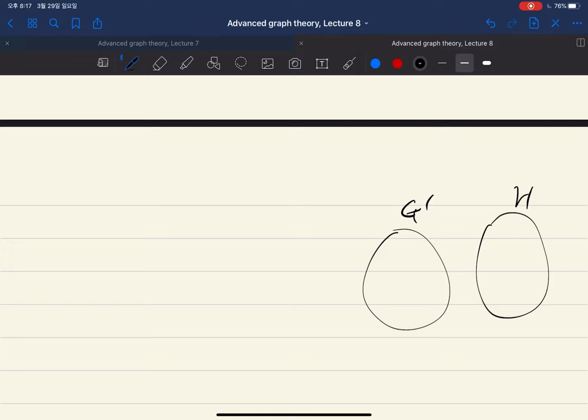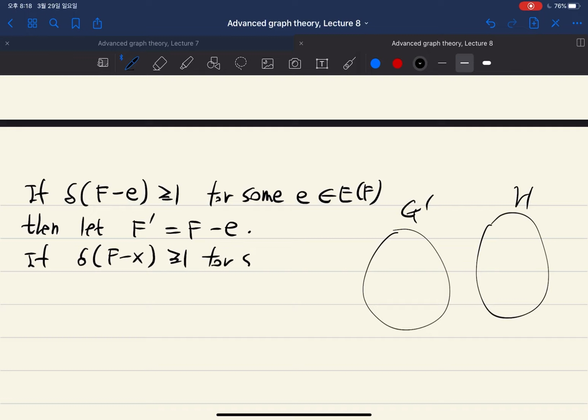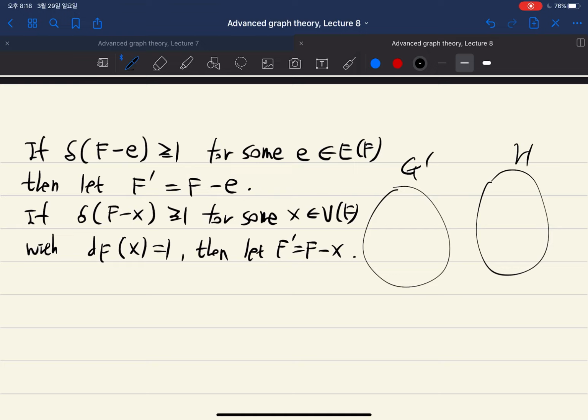Now we want to take a slightly smaller graph, F prime, which is slightly smaller than F. And how do we take it: if there is some edge E in F whose deletion still leaves the graph with minimum degree at least 1, then let F prime be F minus E. And if there is one vertex X whose deletion makes the graph F minus X having minimum degree at least 1, and it has degree 1, then let F prime be F minus X. If neither of the cases holds, we know that F is a matching.